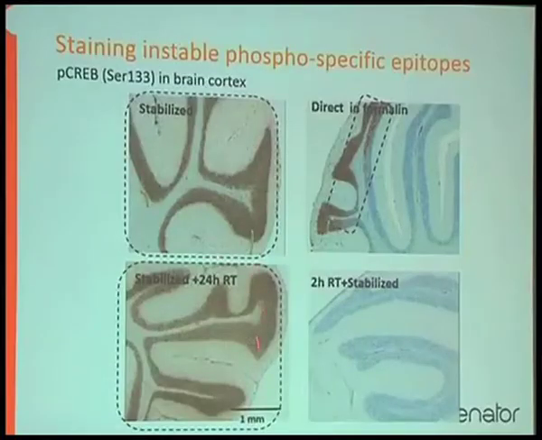Here, this is where it's been stabilized, where the enzyme activity is removed. We see this phosphorylation all the way from the surface and inwards. And if we stabilize it and leave it at room temperature for 24 hours and then put it into formalin, we'll still see very similar staining. However, if we have an ordinary brain, only 2 hours at room temperature, and then stabilize it, we don't see anything. There's just a tiny, tiny bit on the very edge here where oxygen penetrates from the atmosphere.